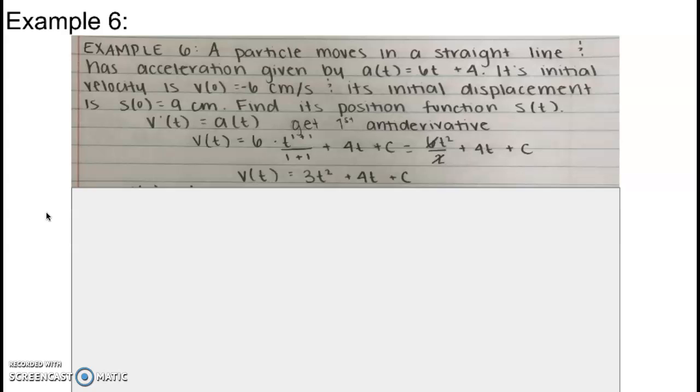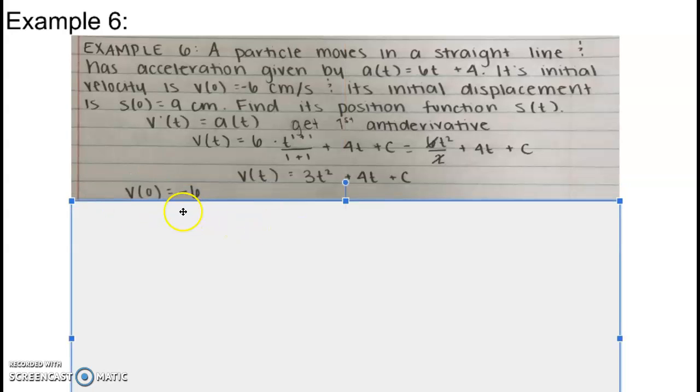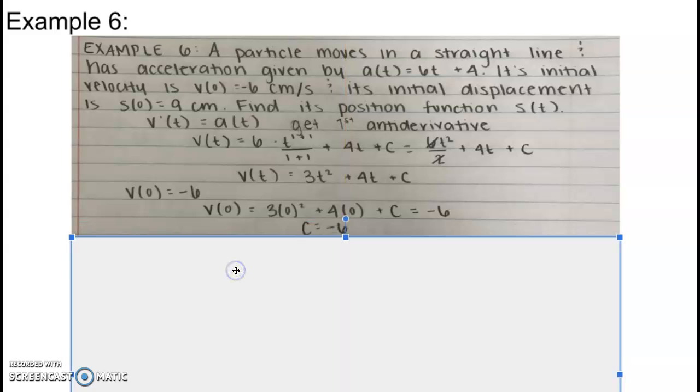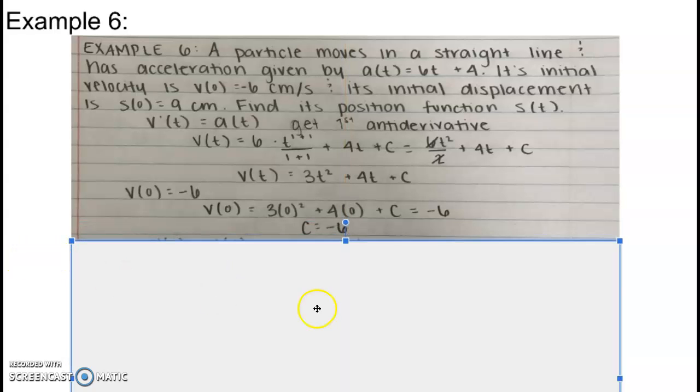Now, we are able to find c since v of 0 was given to us. v of 0 equals negative 6. So then we can plug it in, and it gives us 3 times 0 squared plus 4 times 0 plus c equals negative 6. And clearly, c will equal negative 6.